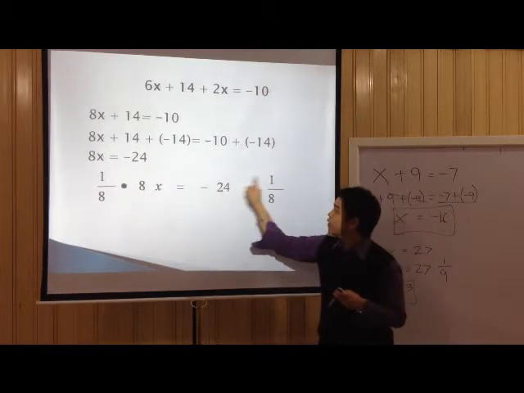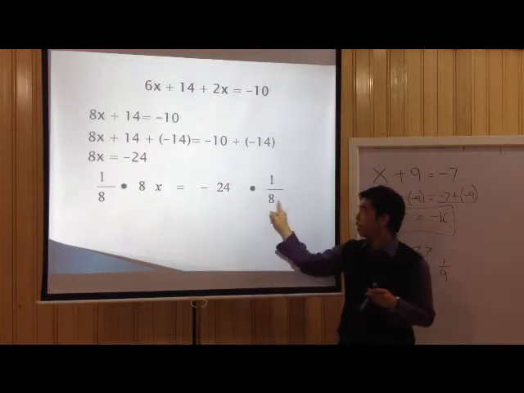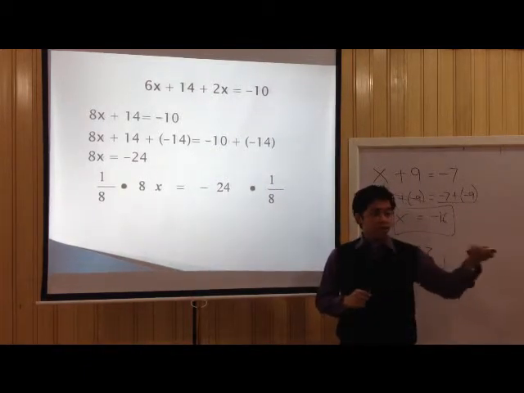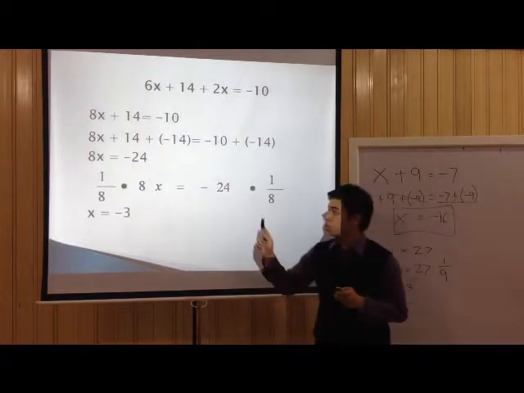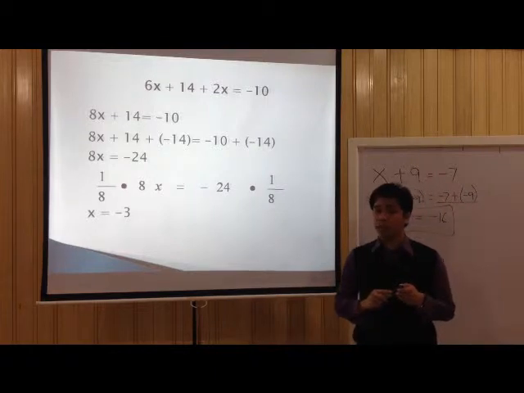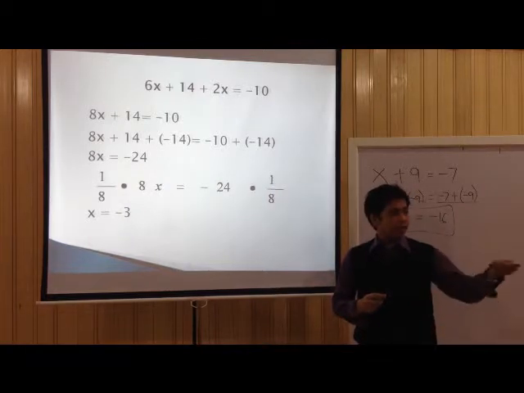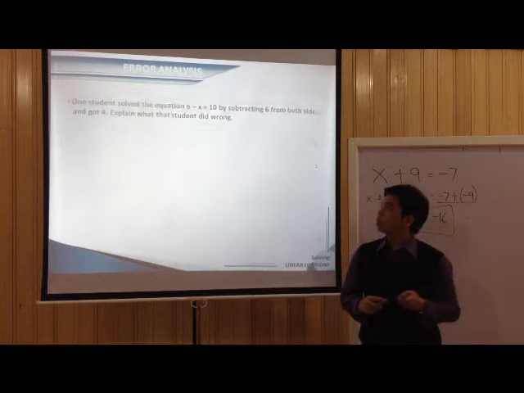Now, if I multiply negative 24 by 1, this will be equal to negative 24. If I divide it by 8, your x will be equal to negative 3. So the solution to 6x plus 14 plus 2x equals negative 10 is indeed negative 3. Okay, now let us try to analyze some errors.